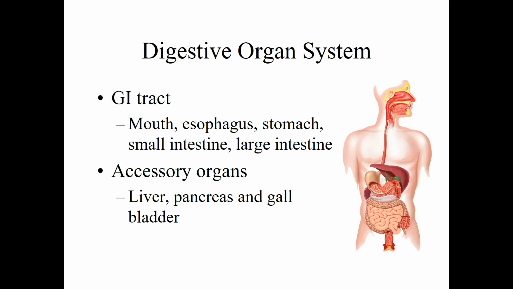The digestive system includes the gastrointestinal tract. This is the tube that is made out of the mouth, esophagus, stomach, and intestines. The digestive system also includes some accessory organs, the liver, pancreas, and gallbladder. These are not exactly part of the tube that conveys food, but they contribute to the process of digestion.